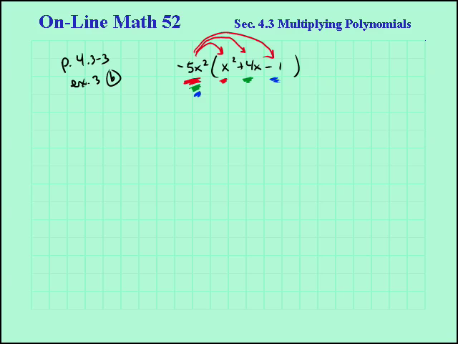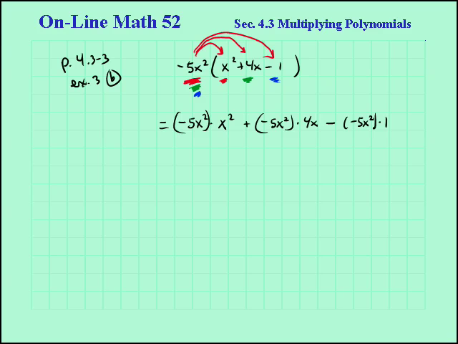Now, I will show every step here. You might eventually, when you get better at this, and maybe even right away, I don't know, be able to just do it all in one step. But I'm going to show it out completely. This is going to be a negative 5x squared times x squared plus. Then negative 5x squared, let me put that in parentheses. I'll do it each time like that. Times the 4x that's there. Minus negative 5x squared times the 1.